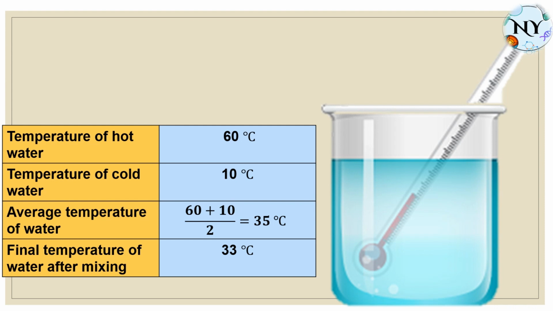After that, we mixed hot water with cold water. I want to know now what is the average temperature of the water. So I'm going to calculate that. Can I calculate it? Yes, of course. We are going to add the two numbers together and divide the result by 2. So 60 plus 10 divided by 2 equals 35 degrees Celsius.